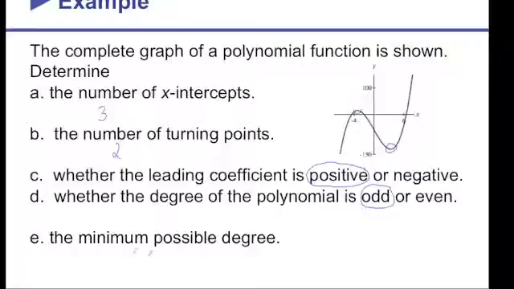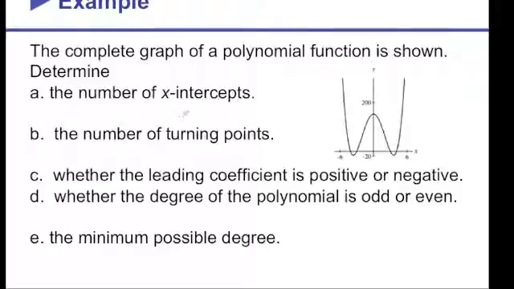Now, the question is the minimum possible degree. Well, remember, a function of n degree has at the most n x-intercepts, and turning points is n minus 1. So this looks like it's a third degree function.